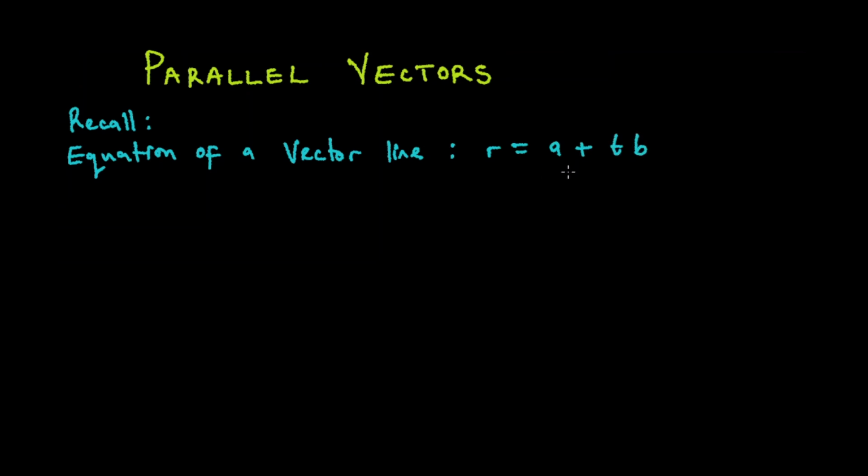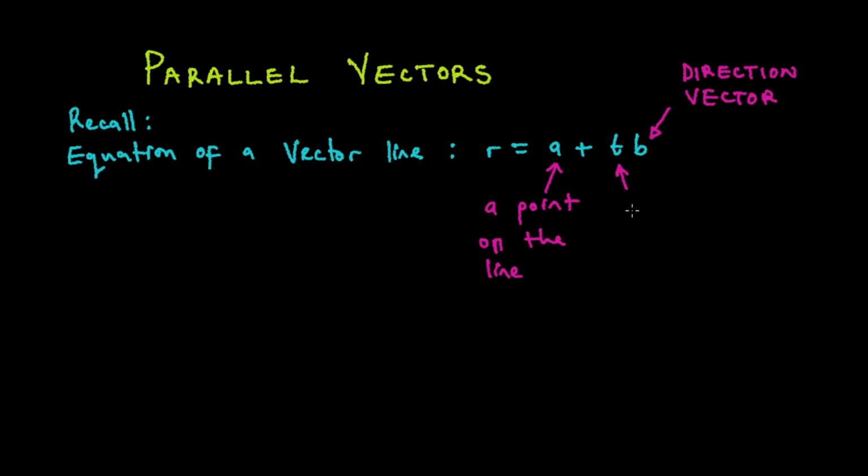How did we define a? a is simply a point on the line. That is what a is. And b is called a direction vector. The reason why we write it in capital letters is because of how important direction vectors are to our lesson today. And t is simply a parameter. So this equation, this relation, is very important to vectors too.